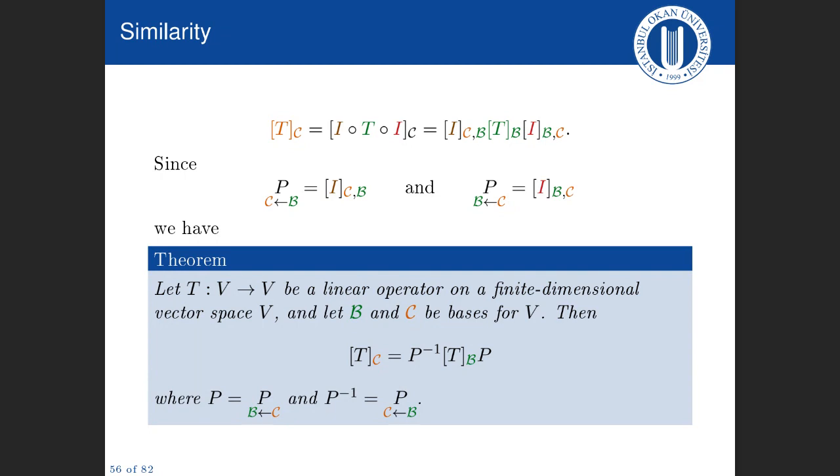Let T be a linear operator on a finite dimensional vector space V, and let B and C be bases for V. Then the matrix for T with respect to the basis C is equal to P inverse multiplied by the matrix for T with respect to the basis B multiplied by P, where P is the transition matrix from C to B, and P inverse is the transition matrix from B to C.